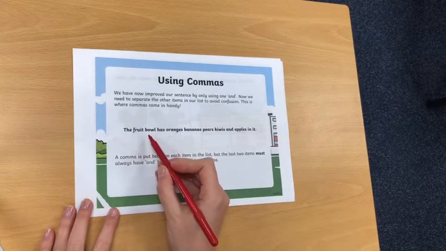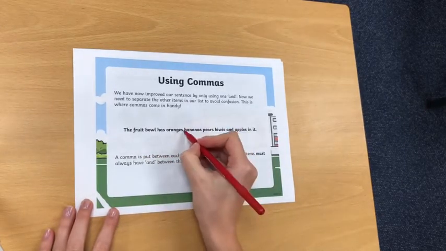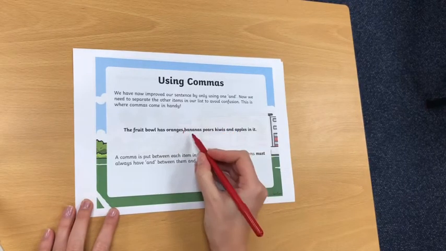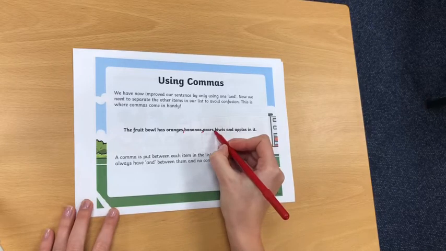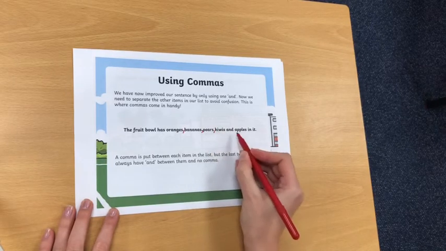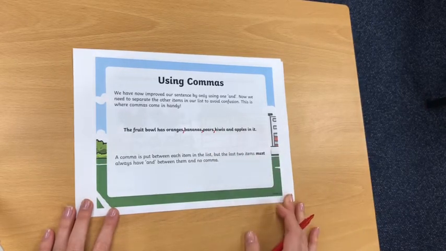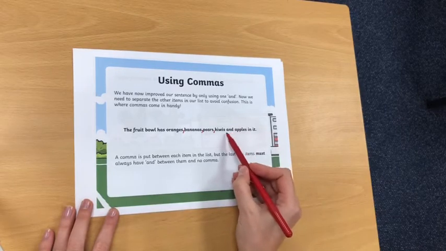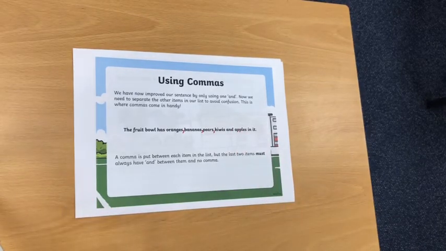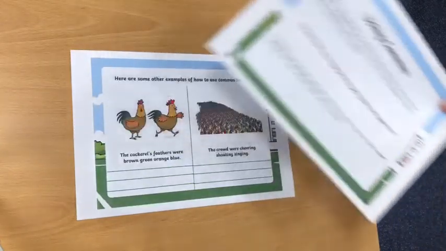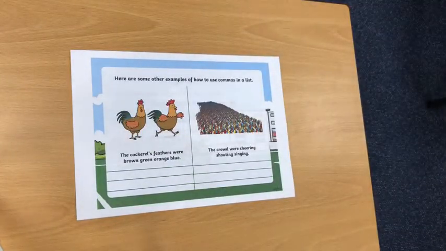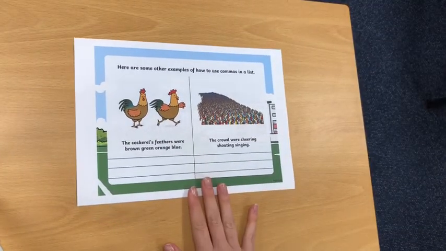So, the fruit bowl has oranges, bananas, pears, kiwis and apples in it. And then we always must remember that and goes in between the last two items. We don't put a comma there. Let's have a look at some other examples.